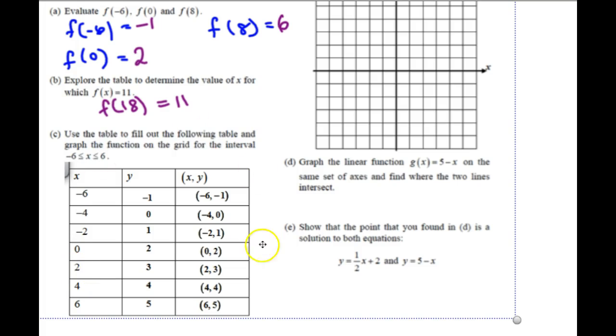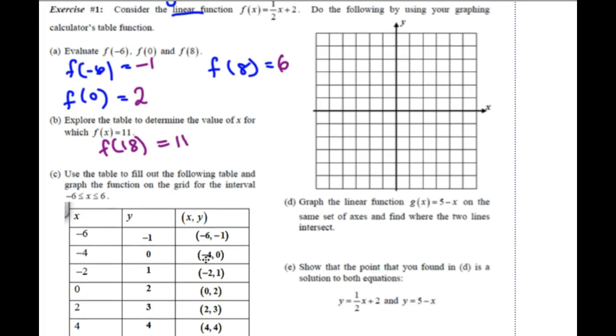You should have a table that looks like this. F of negative 6: when x is negative 6, y is negative 1. To write that as a coordinate pair, it would be negative 6 comma negative 1. You should have this done from negative 6 to positive 6.